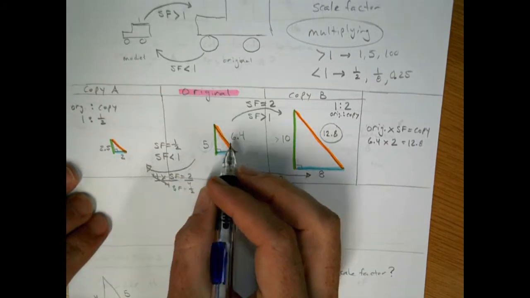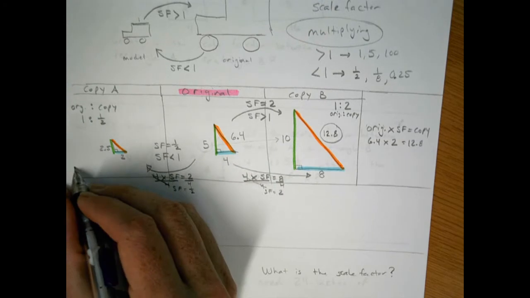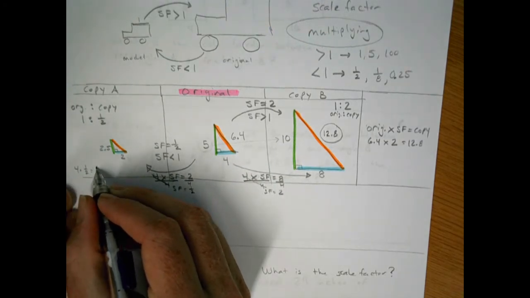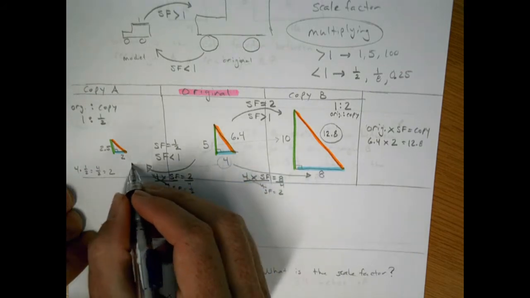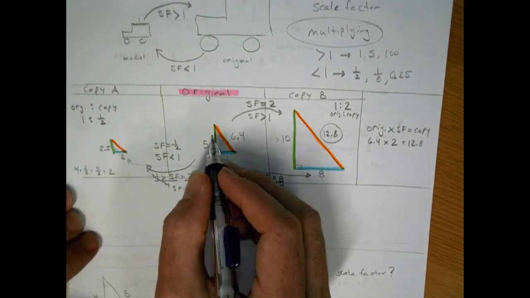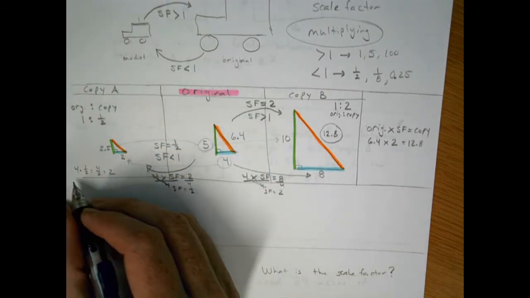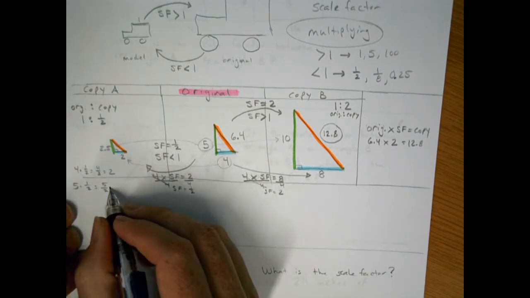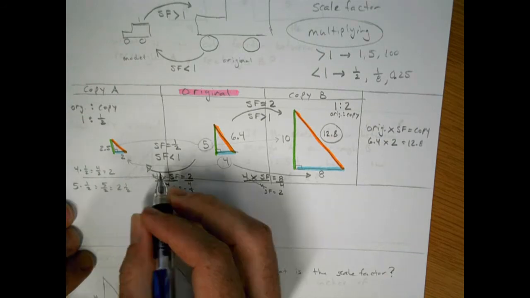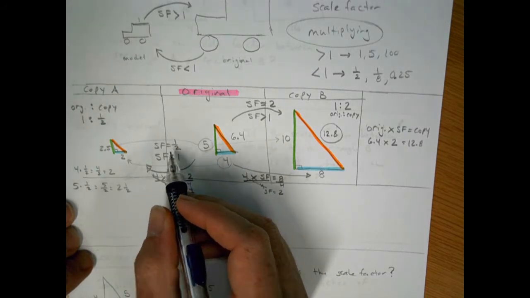So let's see if that's true. All right, well, what is 4 times 1/2? So look at 4 times 1/2. 4 times 1/2 equals 4 over 2, which equals 2. So indeed, 4 times 1/2 equals 2. How about the 5 again? What is 5 times 1/2? Well, 5 times 1/2 equals 5 over 2, which then becomes 2.5, written as a decimal. So our scale factor is less than 1, which means we multiply by a fraction or sometimes a decimal.